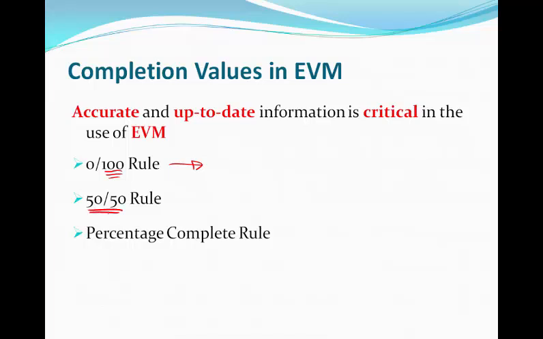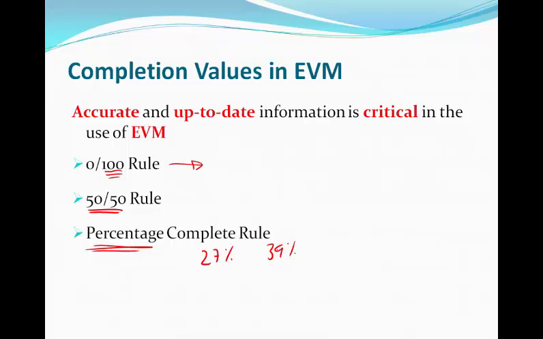The 50-50 rule means once you start an activity, you can mark it as 50% done, and then once you're done the entire activity, you would mark it as 100%. Percentage complete rule is based on an actual completion. So, for example, you'd be 27% complete. You can use actual completion values. 39% complete. You can use actual completion values.